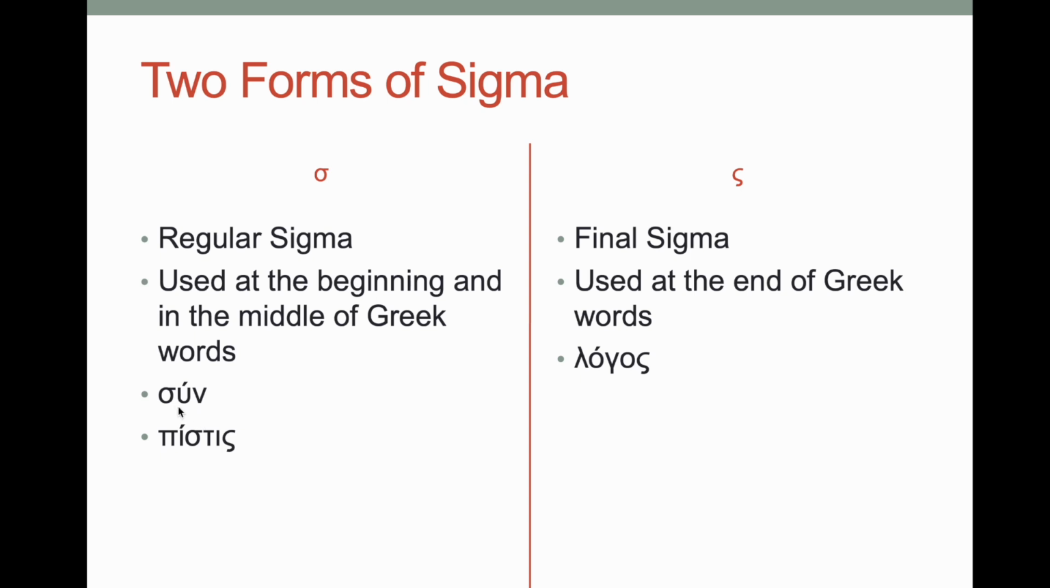Here are some examples of regular sigma. The word soon. Soon is the word for with. Or pistis. Pistis is the word for faith. And you'll see both a regular sigma and a final sigma in that word. And the example I have for final sigma is the word logos, the word for word, and there you're going to see a final sigma.